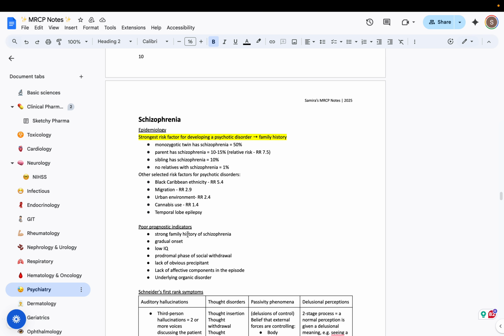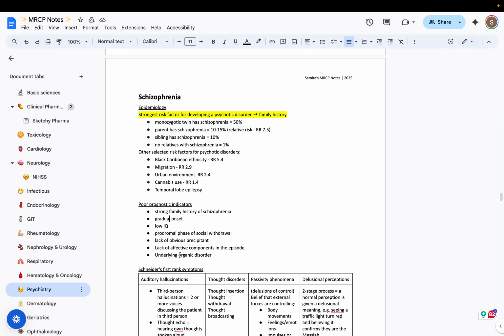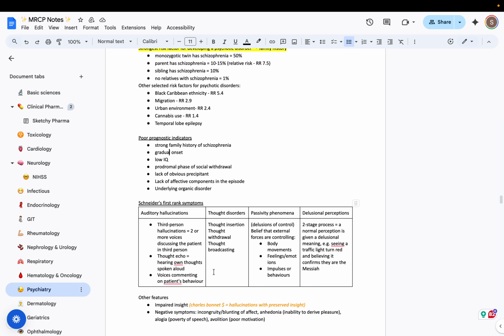Poor prognosis: strong family history, low IQ, gradual onset, prodromal phase, lack of precipitant, lack of affective component, underlying organic disorder.